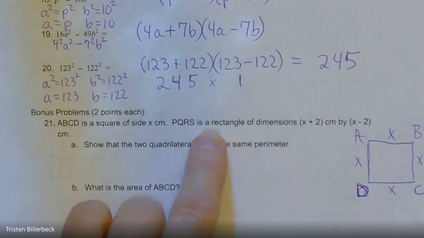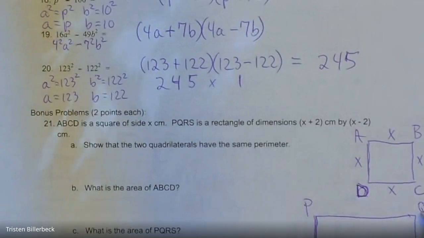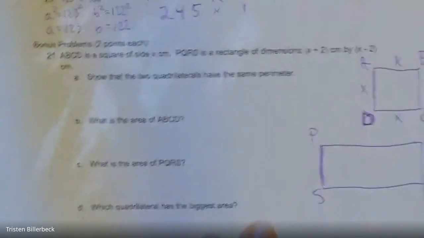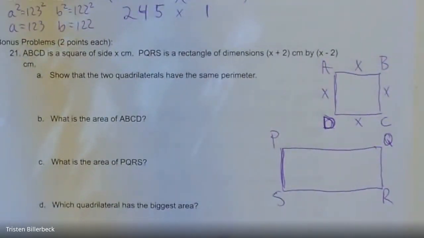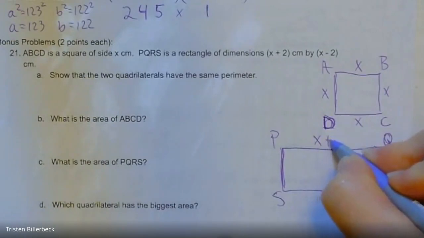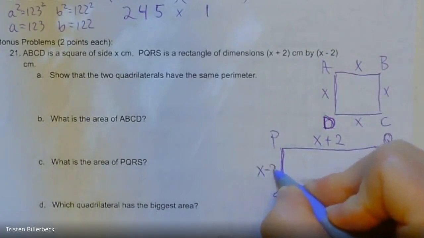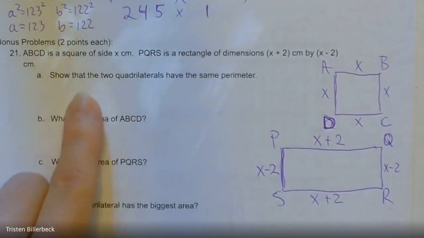Okay. And the PQRS is a rectangle. So P, Q, R, S. Okay, so it says the dimensions of PQRS are, well, the long side's x plus 2, and the short side's going to be x minus 2.